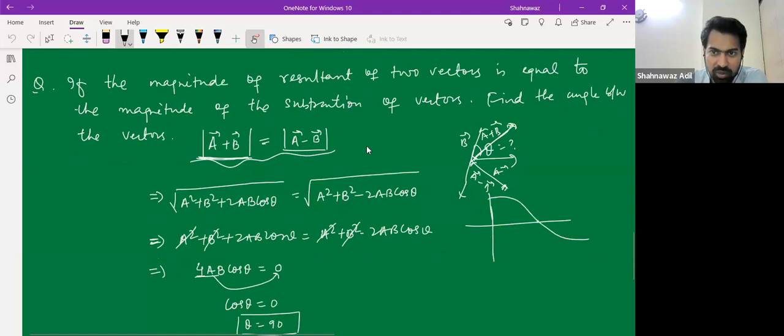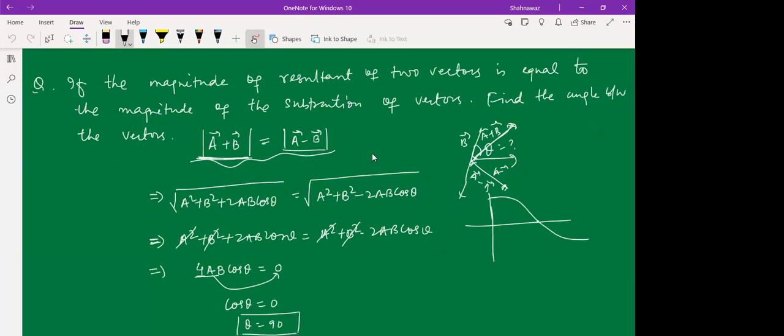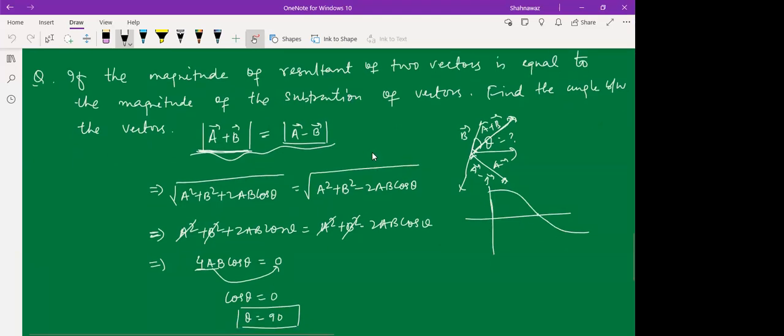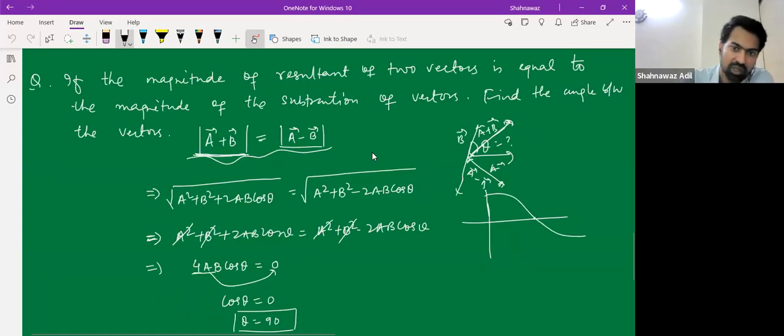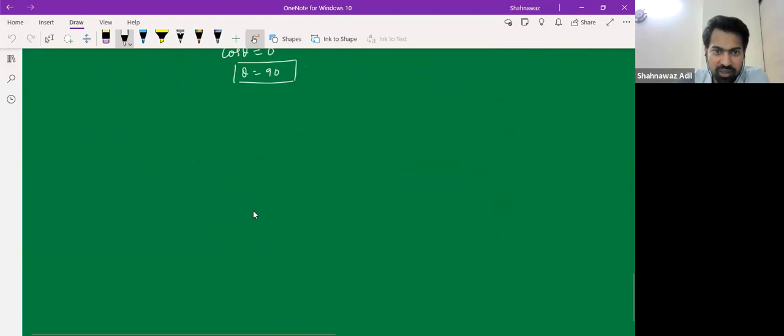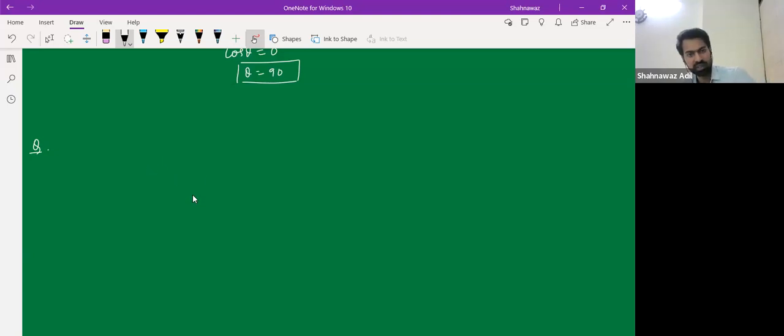Do you want to note down this question? Finished, okay. So now we have done the subtraction, the addition, and the combination of addition and subtraction. Let us do the questions on resolution of vectors. Let us first do the simpler questions.